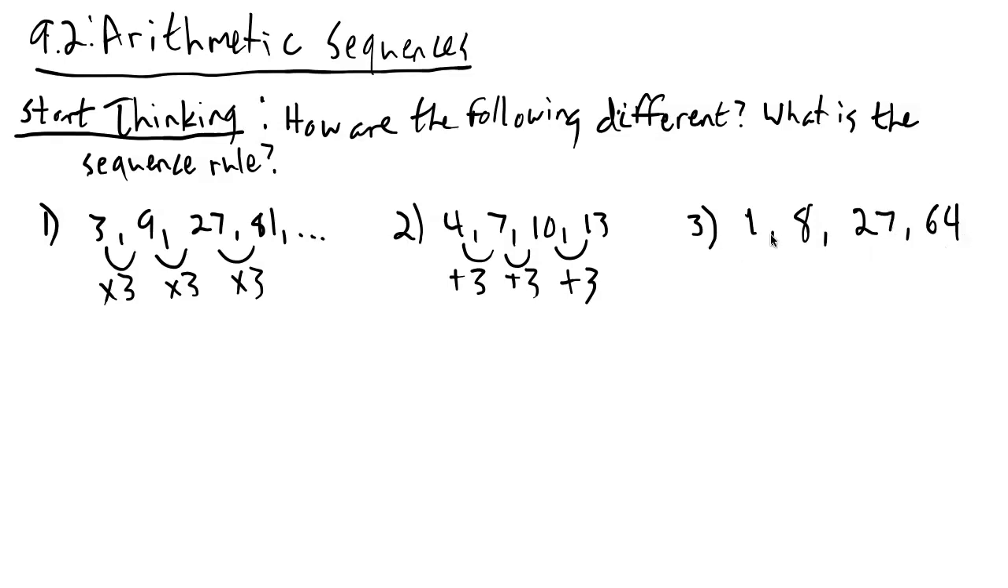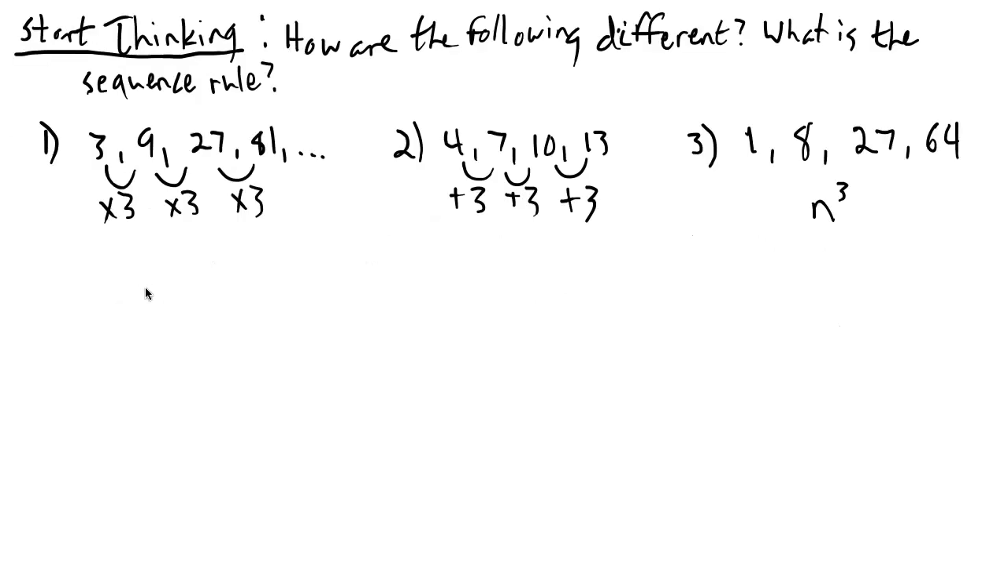Well, 8 is the cube of 2. 2 cubed is 8, 3 cubed is 27, 4 cubed is 64. So the rule is we're taking whatever the number is in the sequence and cubing it. All right, let's talk about arithmetic sequences.